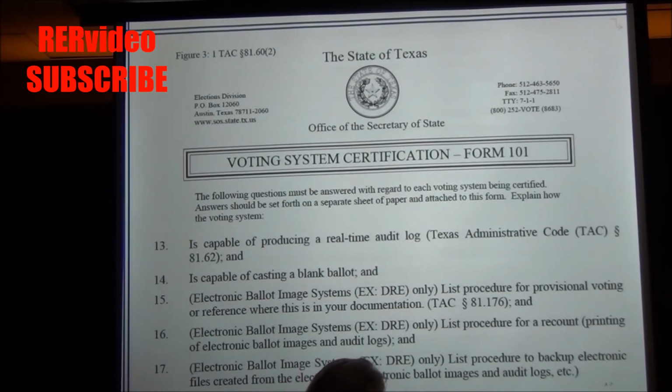Where are those records? Okay, in the Secretary of State's office. Did the vendor say we can do it and the Secretary of State just trusted them? Or is there a document to show it? Someone checked the box. Are these vendors in breach of contract with the state of Texas? Because they're supposed to be able to do it.